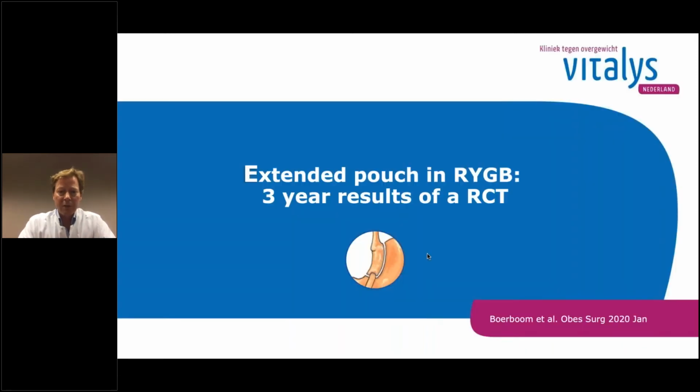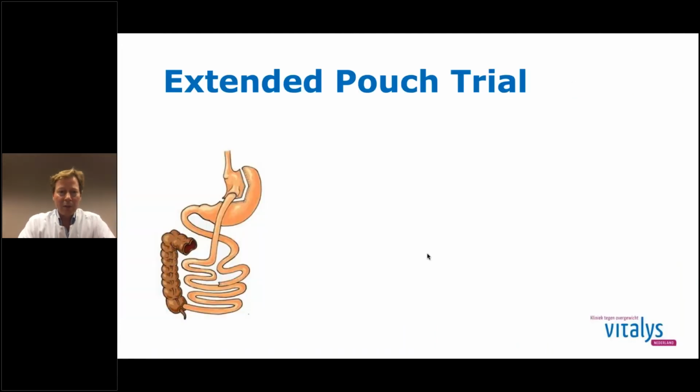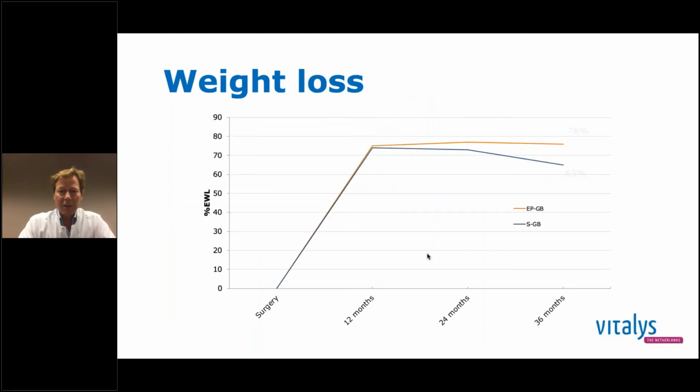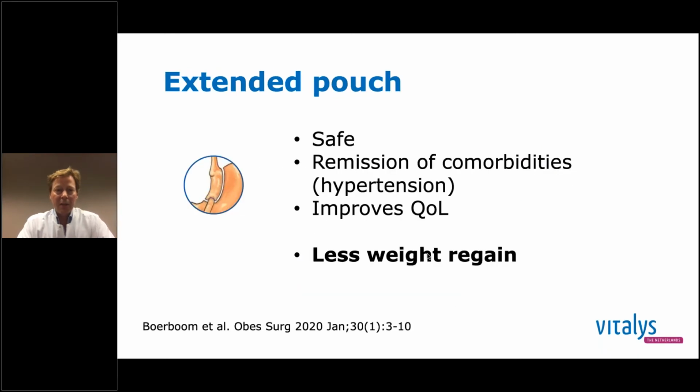This is the recently published study by one of our PhD candidates who published the results of a randomized trial in which the pouch was lengthened. So you have a standard gastric bypass pouch and you have a longer, narrow pouch. And what you can see is that the longer pouch, a bit similar to what we know from the one anastomosis gastric bypass or omega loop bypass, is a little more effective, and people probably have a better result.